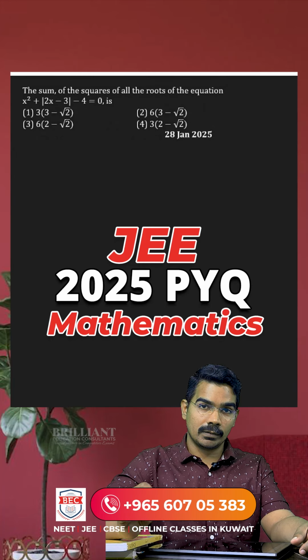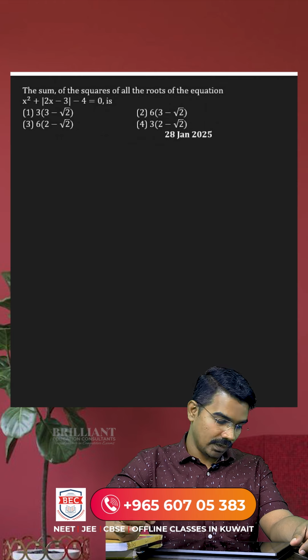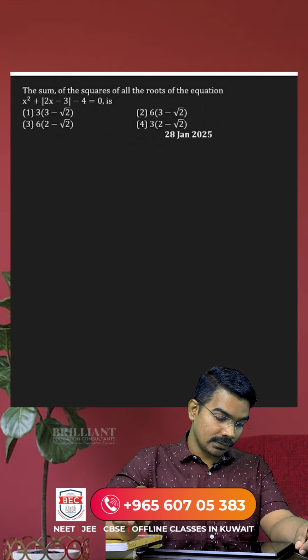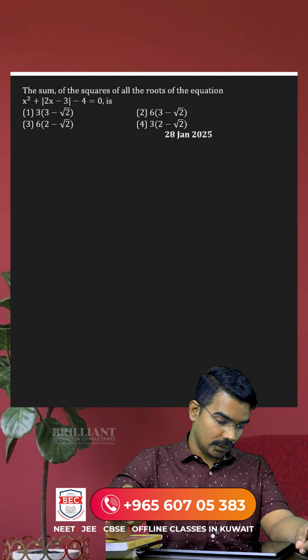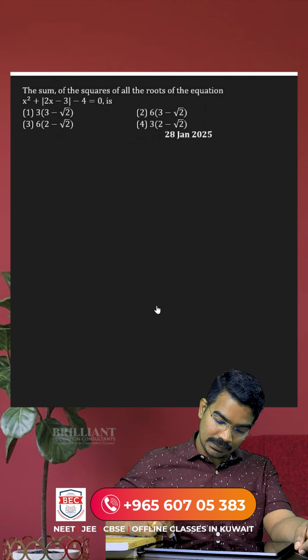Today we are going to solve a question that comes under quadratic equation. The question is: the sum of the squares of all roots of the equation x square plus 2x minus 3 under the modulus minus 4 is equal to 0. Here we have a modulus function.